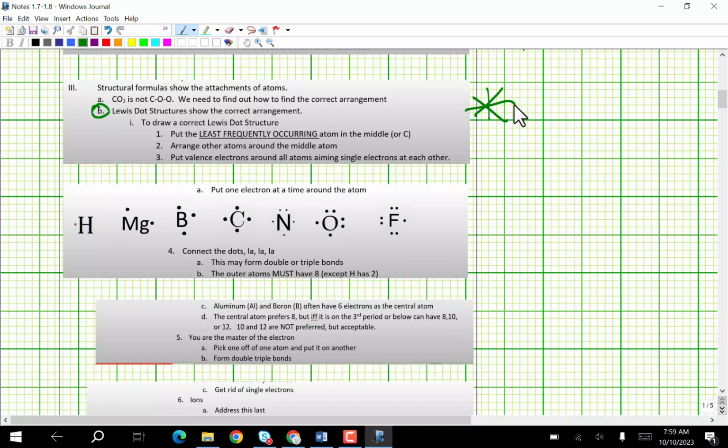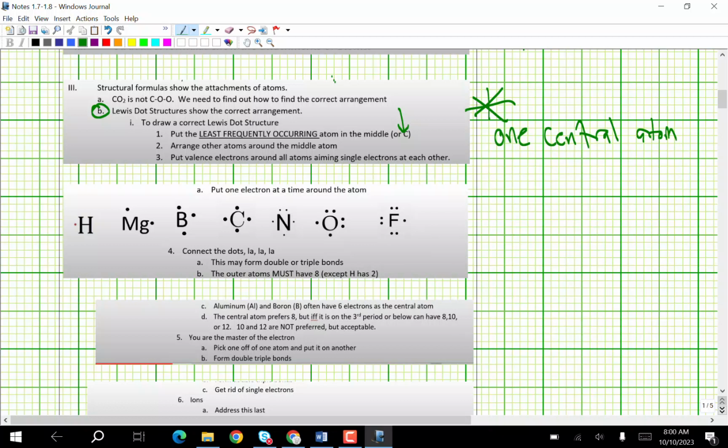To draw a correct Lewis dot structure, put the least frequently occurring atom in the middle, or C. Carbon always goes in the middle. Arrange other atoms around the middle atom. So note, we will have one central atom. Put valence electrons around all the atoms, aiming single electrons at each other.